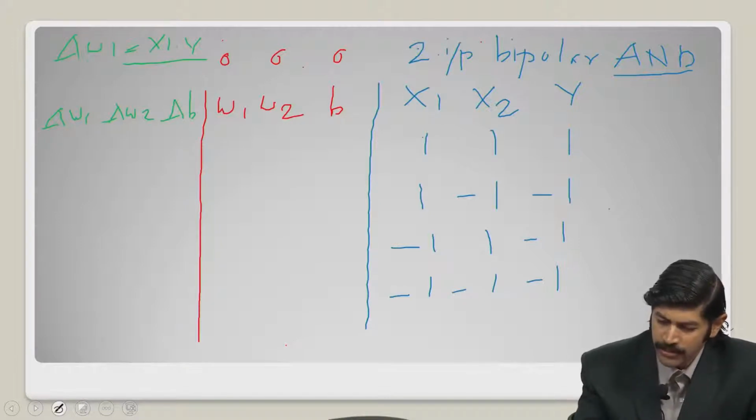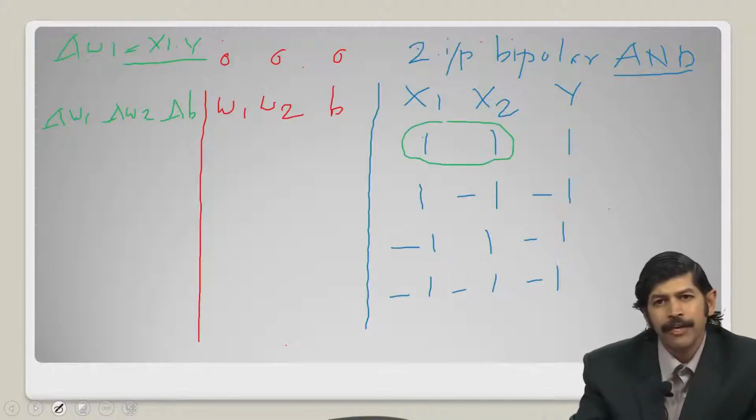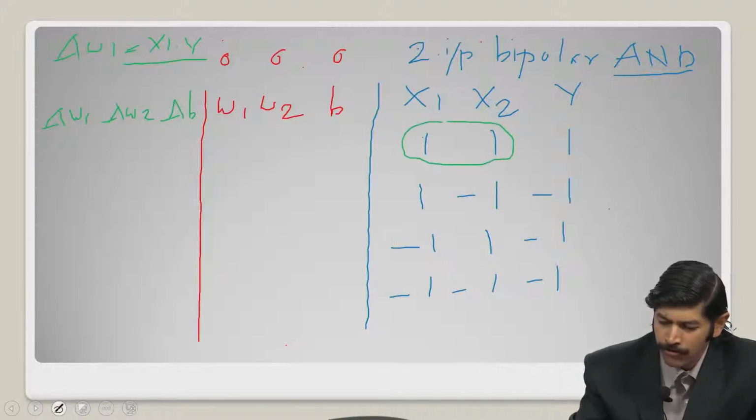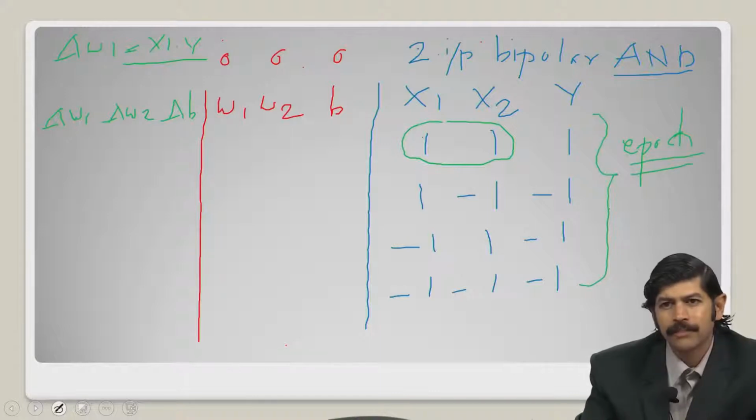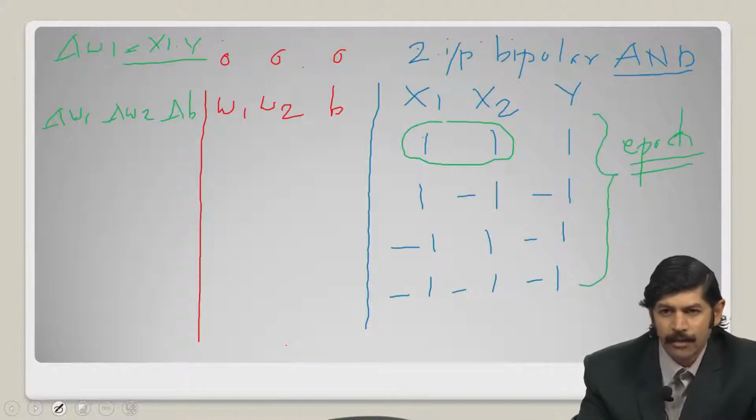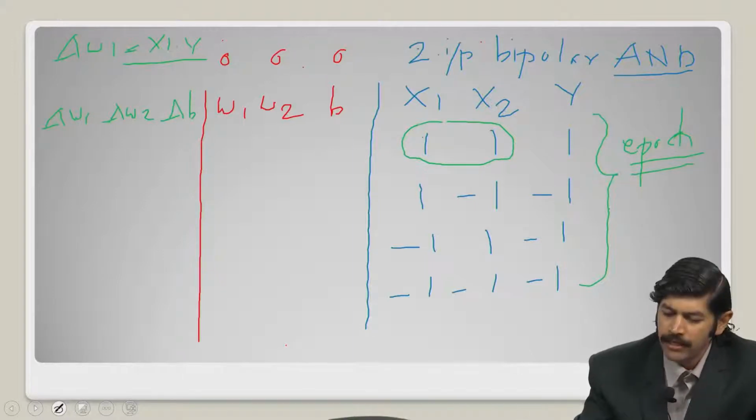So let's excite our system using the first exemplar. By the way, when we are done with all the 4 exemplars, we say that one epoch is done. So a combination of all the exemplars is what is known to us as an epoch, EPOCH. But for the time being, let's excite our system with the first exemplar, and that is 1 and 1.